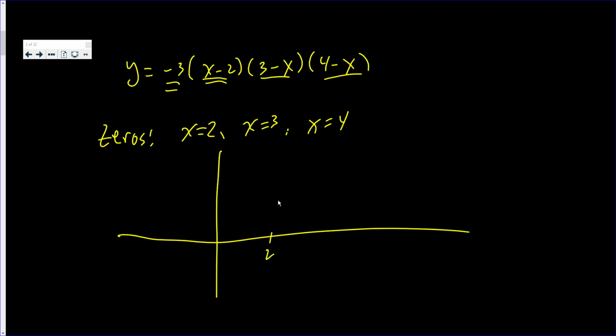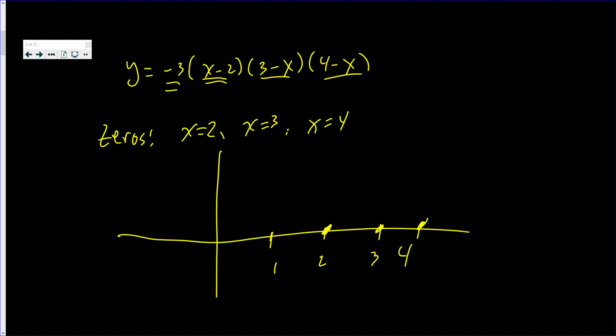Well, let's call that 1, 2, 3, 4. 2 is the 0, 3 is the 0, and 4 is the 0.